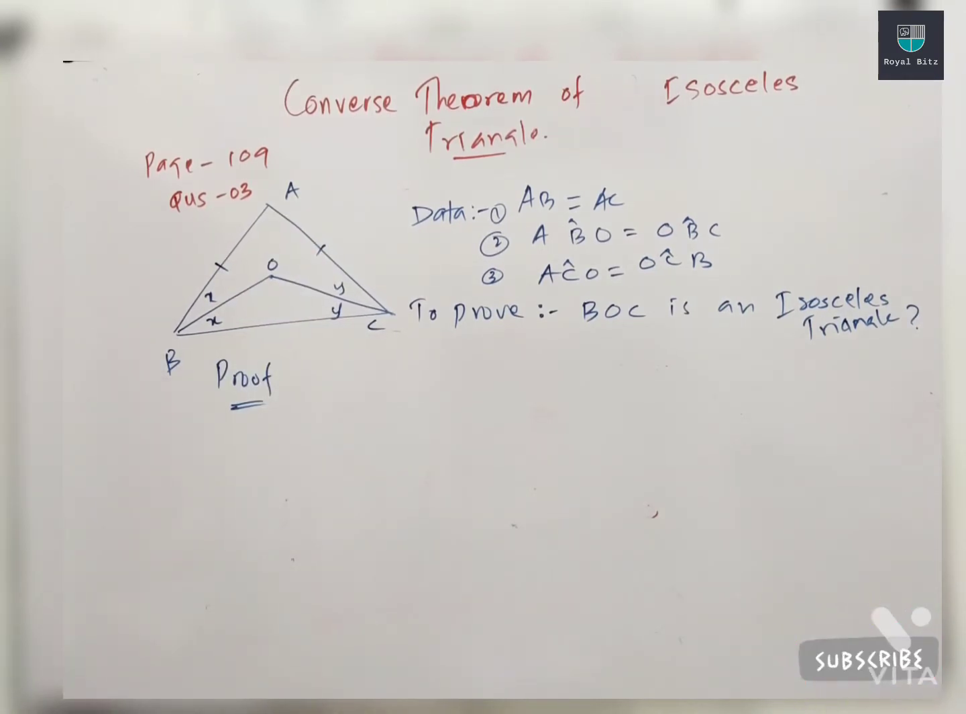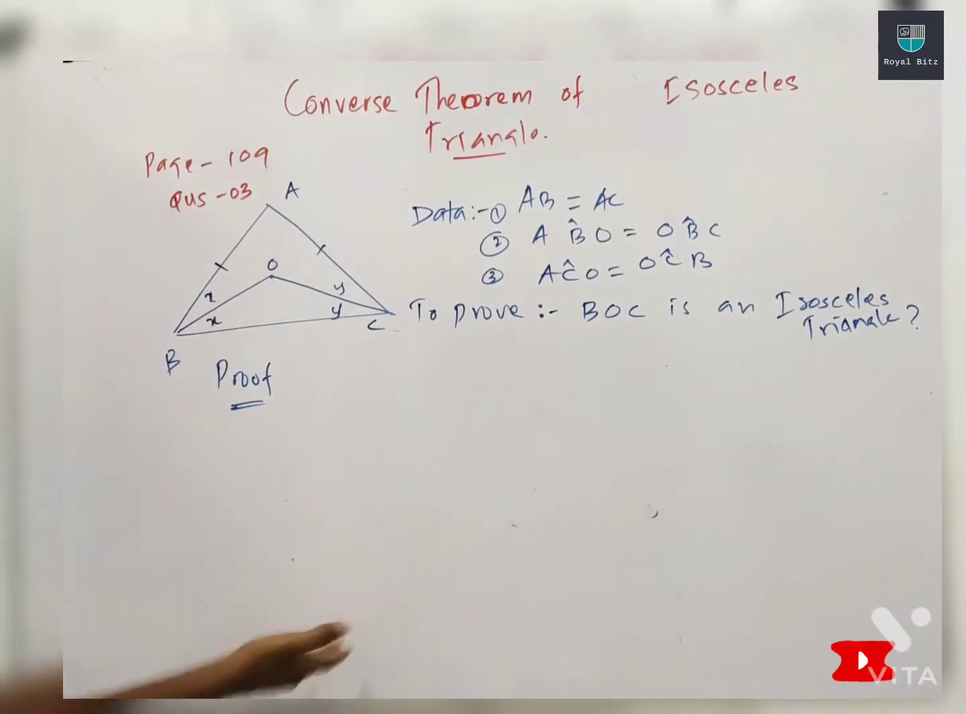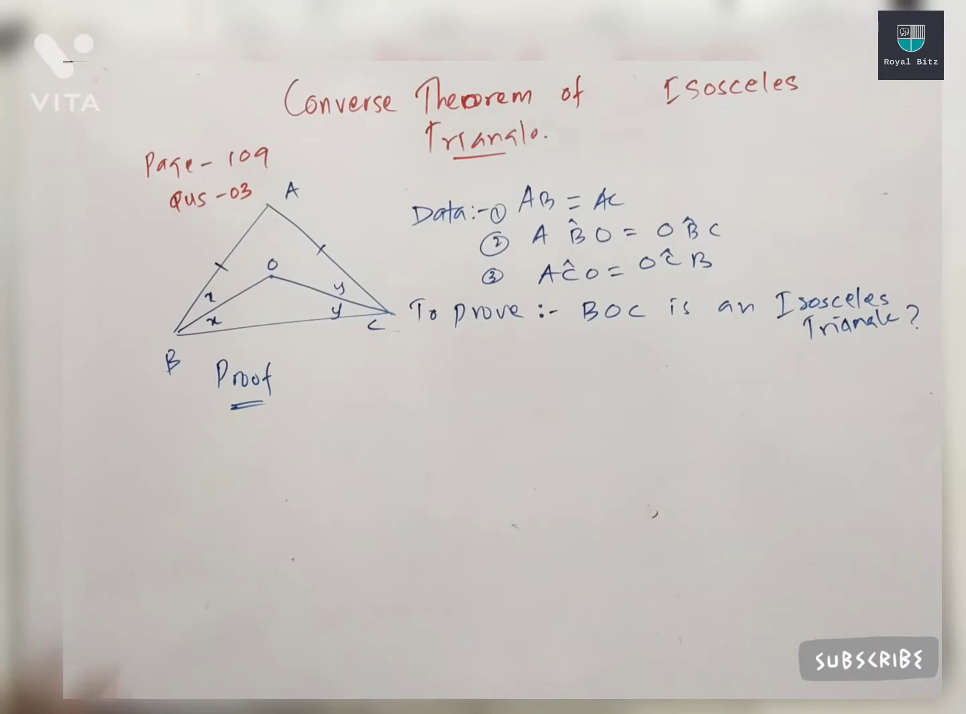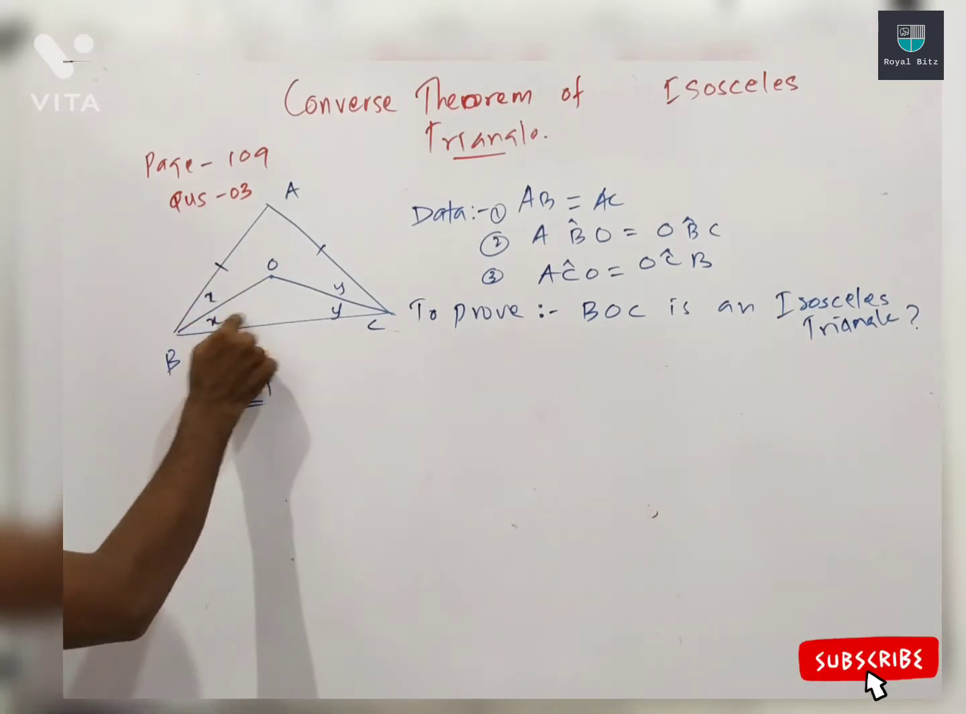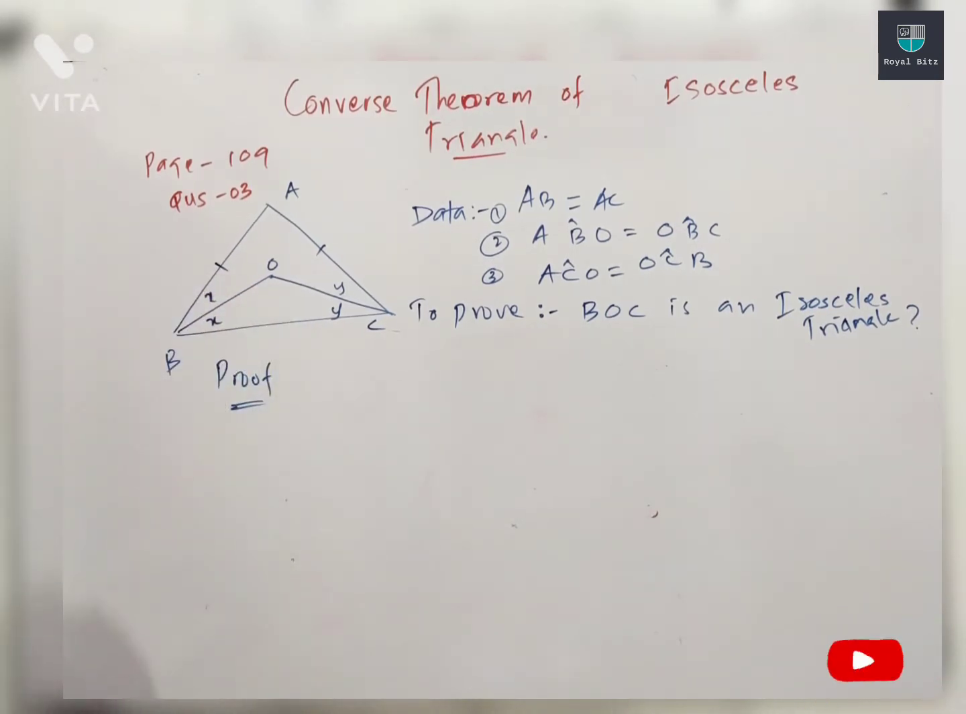ABC is an isosceles triangle. This is given. So 2x is equal to 2y, so x is equal to y. So in this triangle, these two are equal. Therefore, this is an isosceles triangle. Okay, do it.